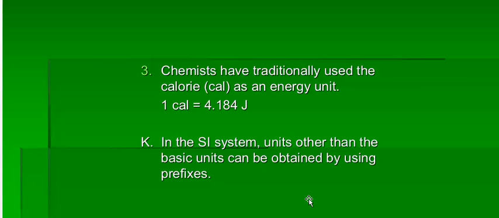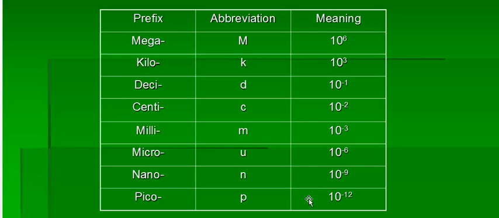In the SI system, or the metric system, units other than the basic units can be obtained by using prefixes. So here are some common prefixes and their meanings, along with their abbreviations. Like mega, capital M, means 1 times 10 to the 6th. Kilo, k, means 1 times 10 to the 3rd, and so forth. I expect you to know these prefixes, there are about 8 of them, and know their meanings. Let me give you an example of some prefix conversions.